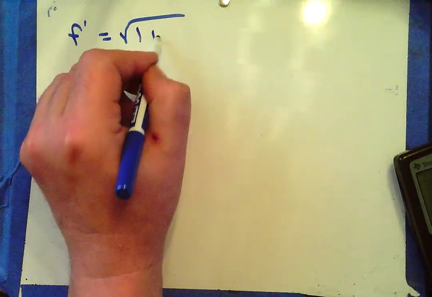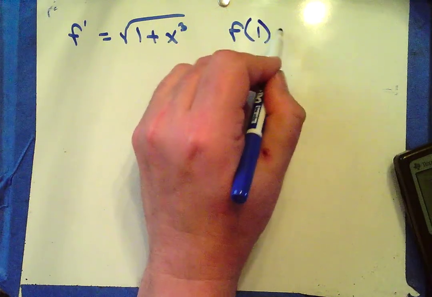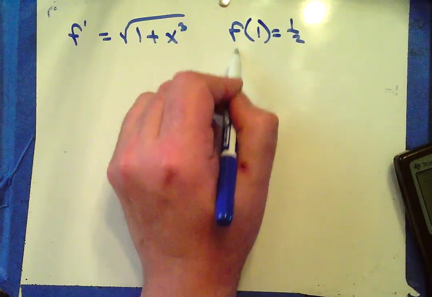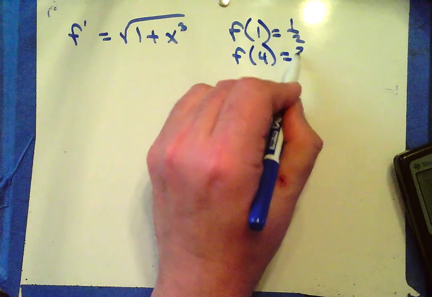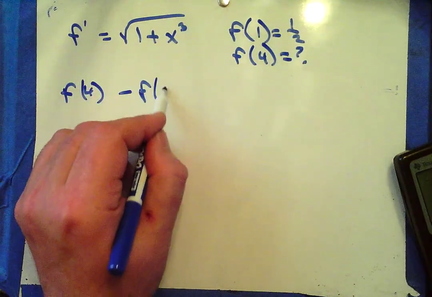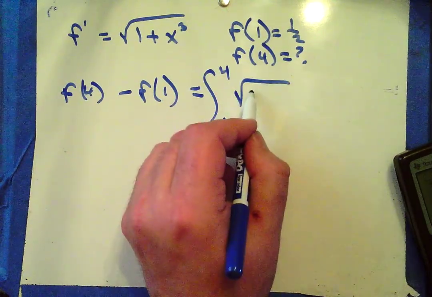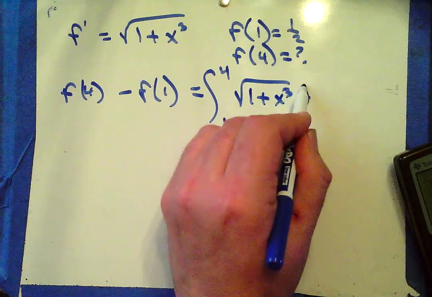40. 40 says f prime equals square root of 1 plus x to the third. f of 1 equals 1 half. f of 4 equals what? Well, f of 4 minus f of 1 should equal the integral from 1 to 4 of square root of 1 plus x to the third dx.